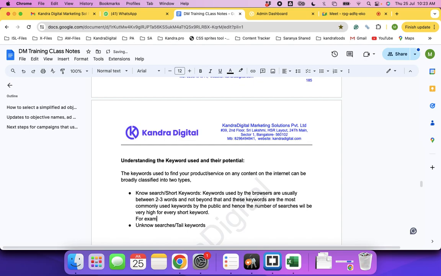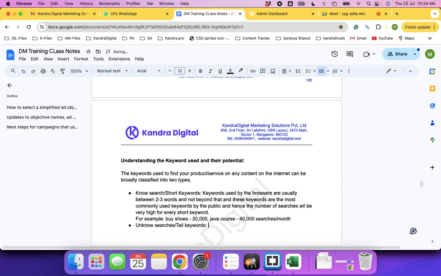For example, buy shoes, search volume is 20,000 searches. Java course, 40,000 searches. You understand this number, right? This indicates 40,000 people are searching on Google every month. Okay.